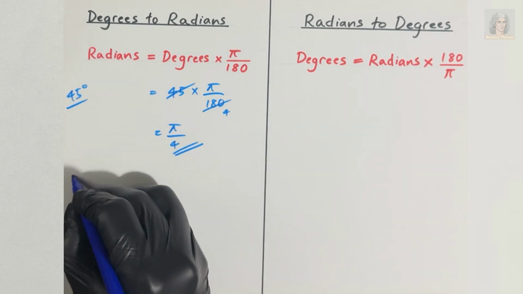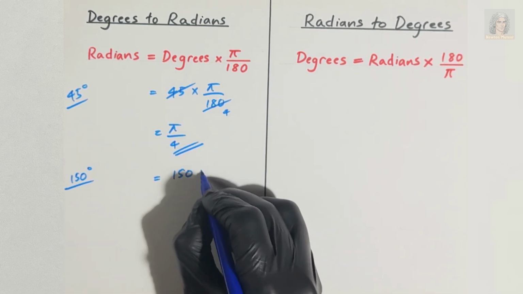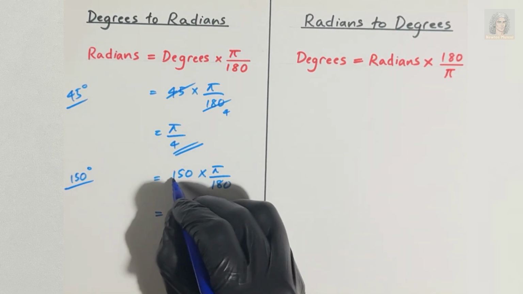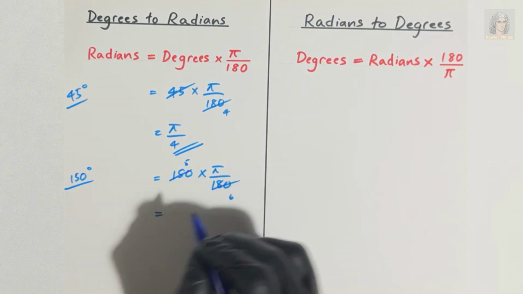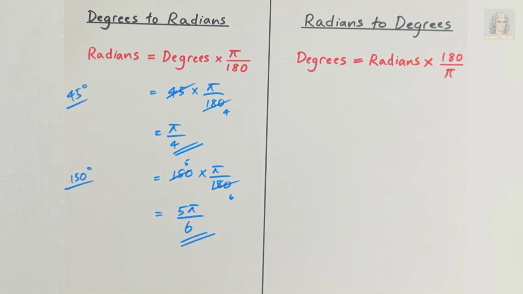Now, let's convert 150 degrees into radians. 150 times pi divided by 180. 150 and 180 nicely simplify, leaving 5 and 6. We have the answer, 5 pi over 6.